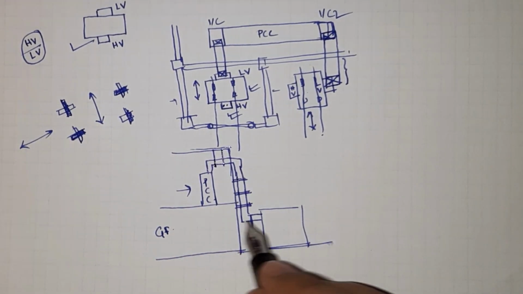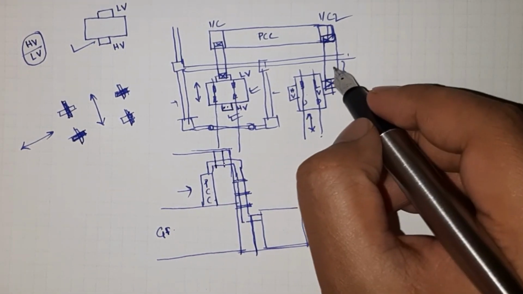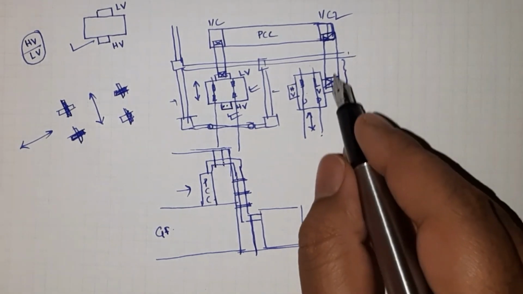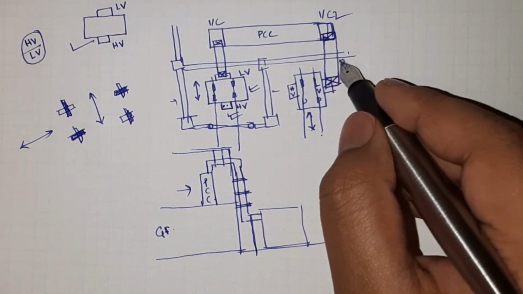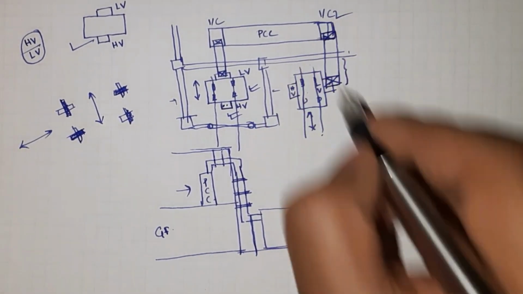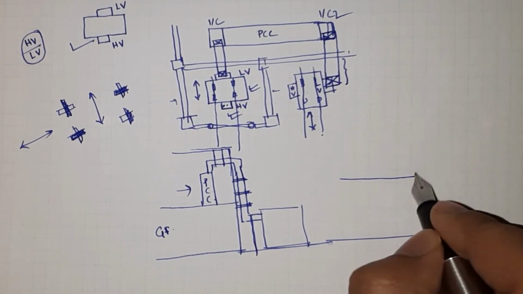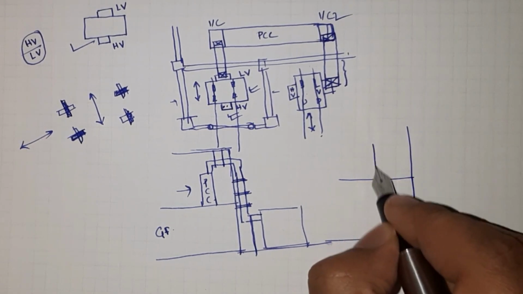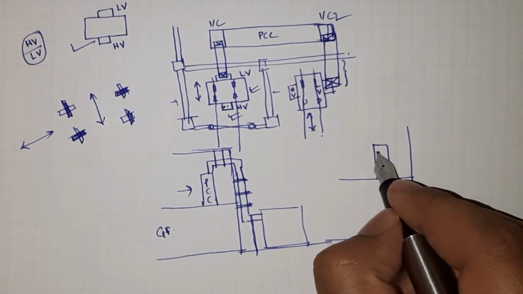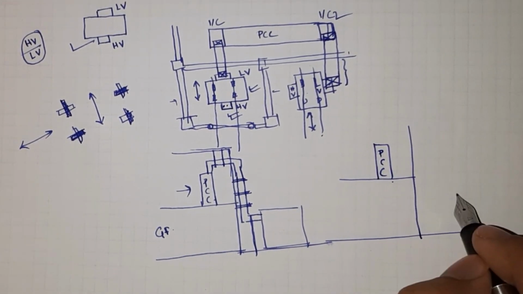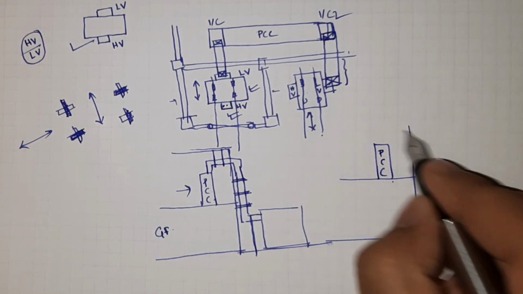Okay, but in that case I have to take support from the ceiling here also, because I am not getting any wall, right? So in this type of arrangement, what will happen if the switchboard is placed at the first floor? This is the PCC, say this is PCC. Now this is the transformer.